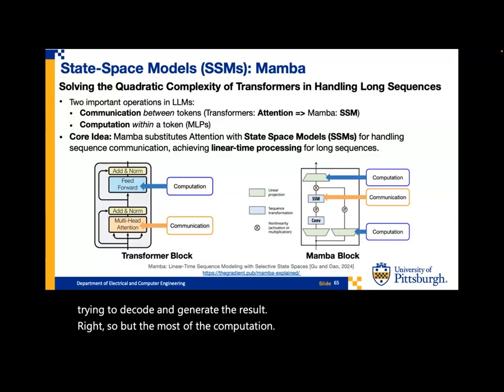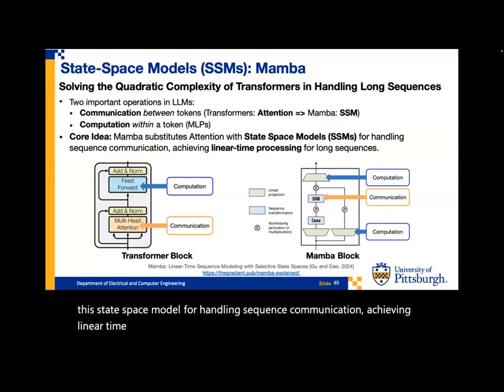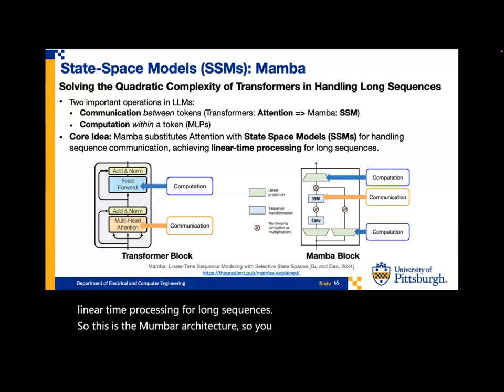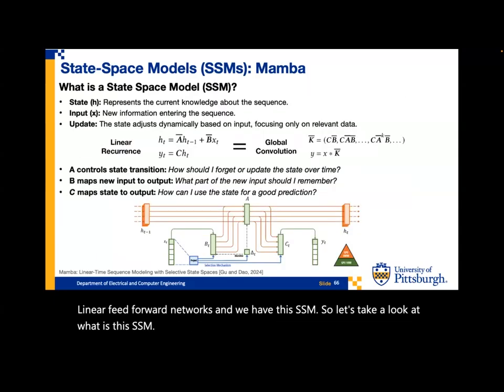So the state space model, the Mamba, is trying to substitute attention with this state space model for handling sequence communication, achieving linear time processing for long sequences. So this is the Mamba architecture. You can see that it has these linear feed-forward networks, and we have this SSM. So let's take a look at what this SSM is. This is the architecture of the SSM.